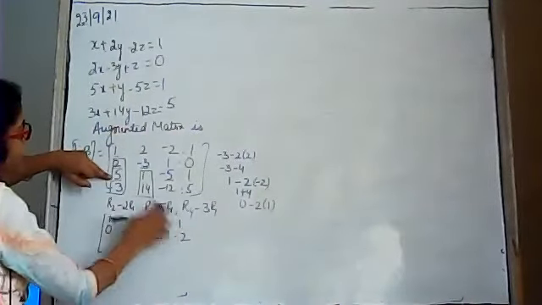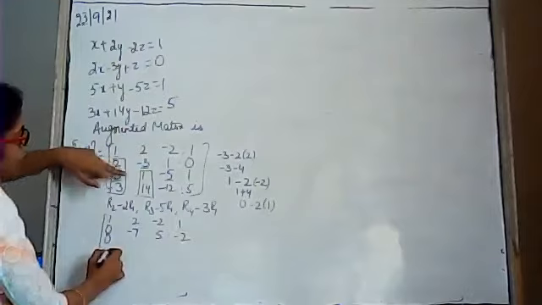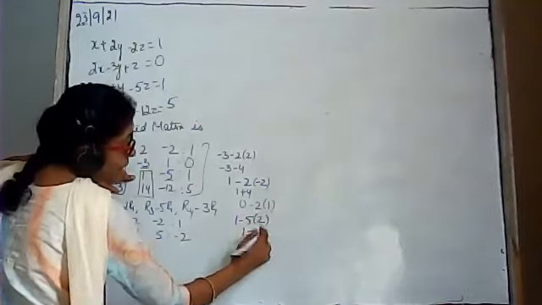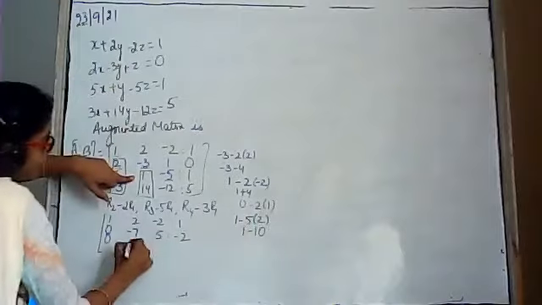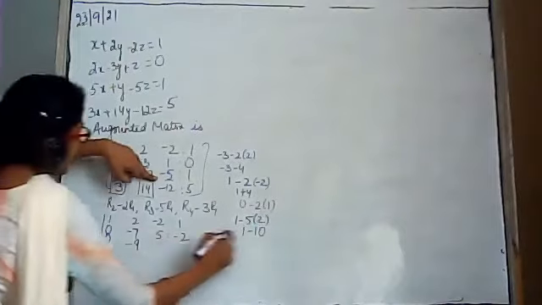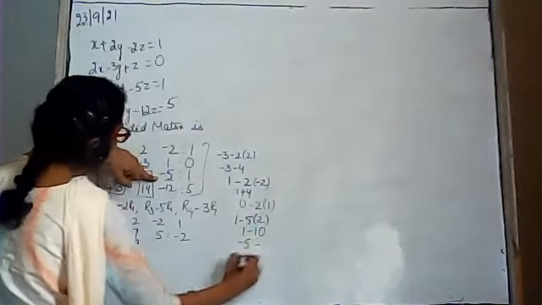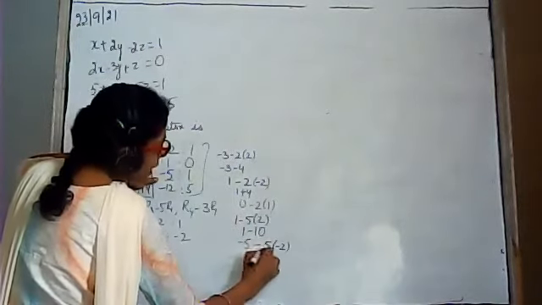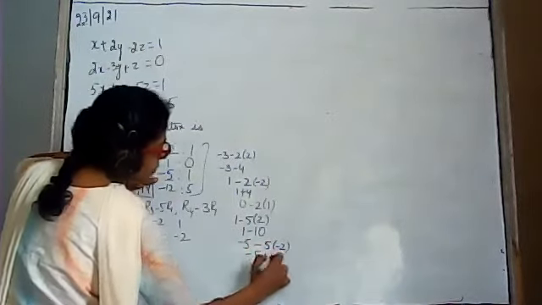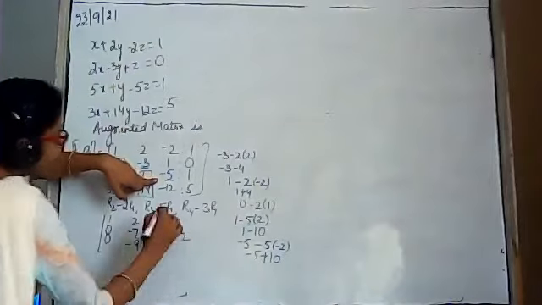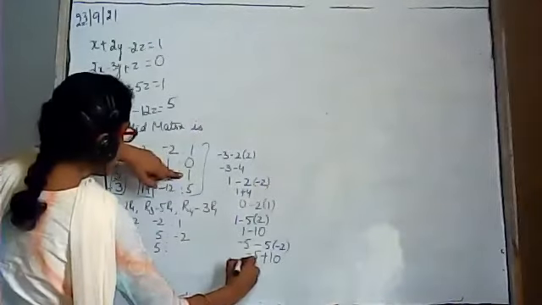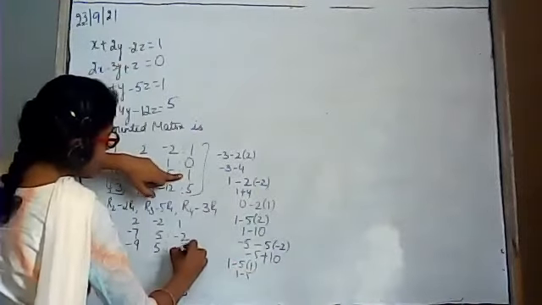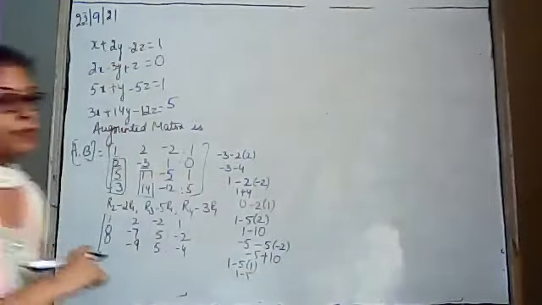After that, R3 minus 5R1: 5 minus 5 will be 0. R3 minus 5 times R1: 1 minus 5 twos are 10, 1 minus 10 will be minus 9. R3, minus 5 times R1: minus 5 plus 5 twos are 10, minus 5 plus 10 will be 5. Similarly, R3 minus 5 times R1, and R1 is 1, 1 minus 5 will be minus 4.